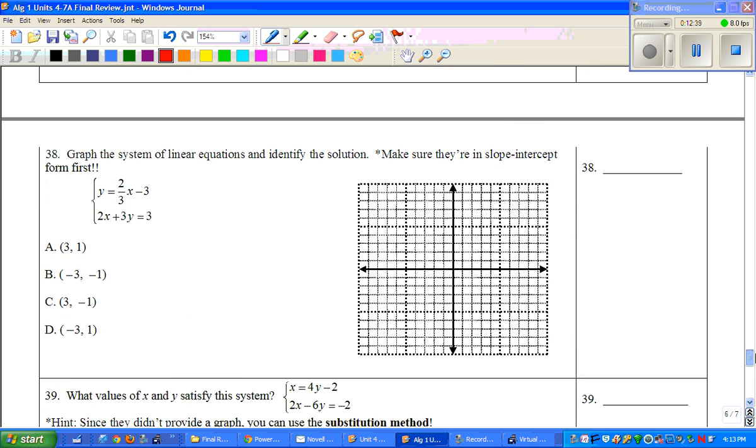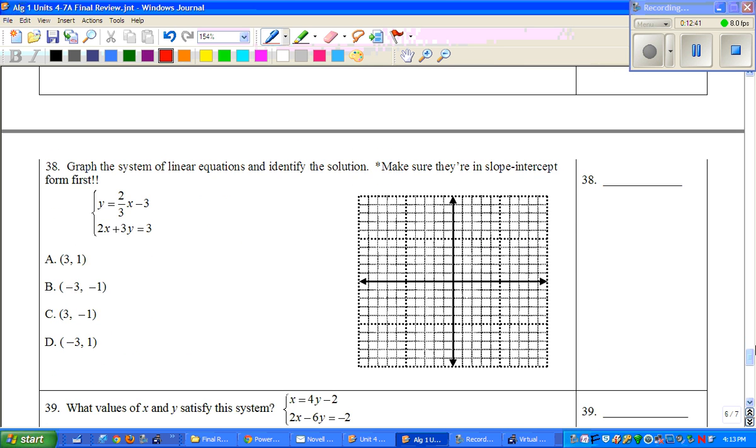Last page. We only have a couple more. Just graph the linear system. Make sure they're in slope-intercept form first. The nice thing about the first one is it's already in slope-intercept form. So you're starting at negative 3. Follow the slope. Up 2 over 3. Up 2 over 3. Up 2 over 3. I'd do a couple in each direction just to be sure.